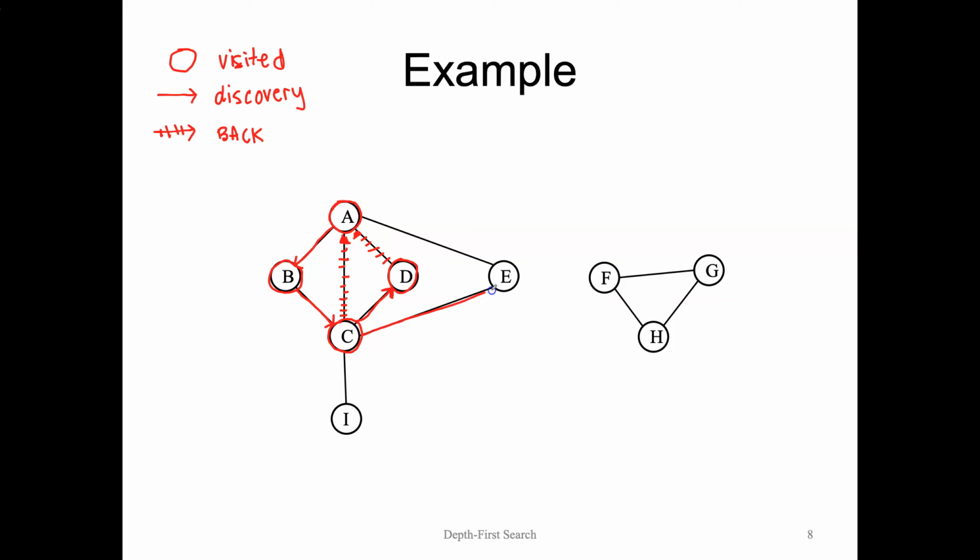We mark this as a discovery edge because we haven't yet visited E. We're going to do so now. So we mark E as having been visited. And we'll mark this as a back edge because it leads back to vertex A, which we've already encountered.